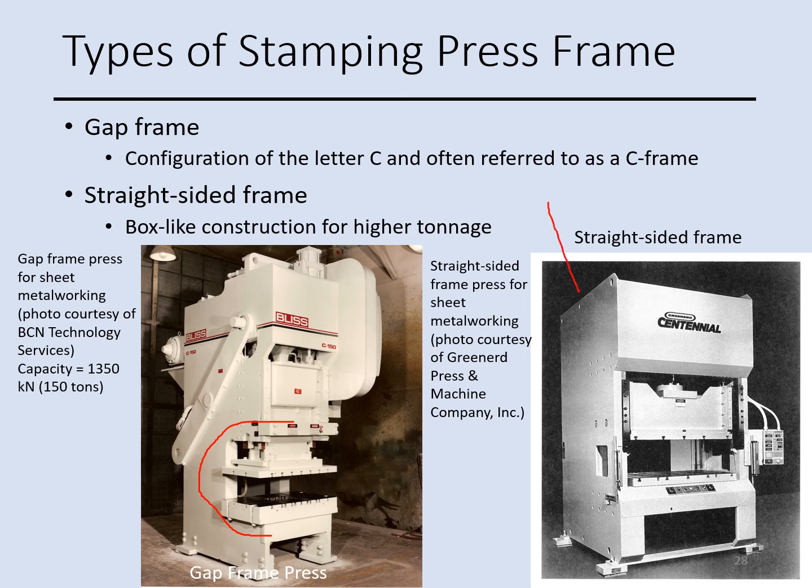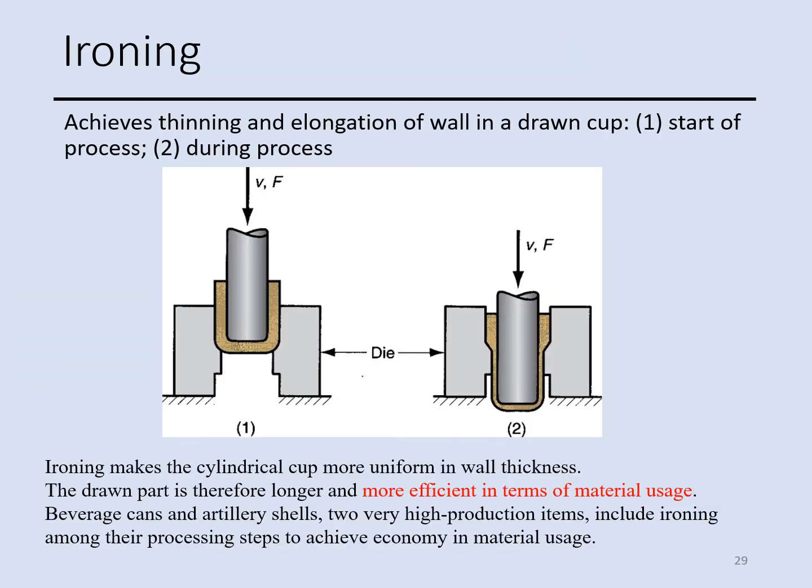We have another type called a straight side frame, which is designed for a higher load, for higher tonnage. In addition to the bending and drawing operations that we discussed already, there are several related sheet metal forming processes that we want to mention.